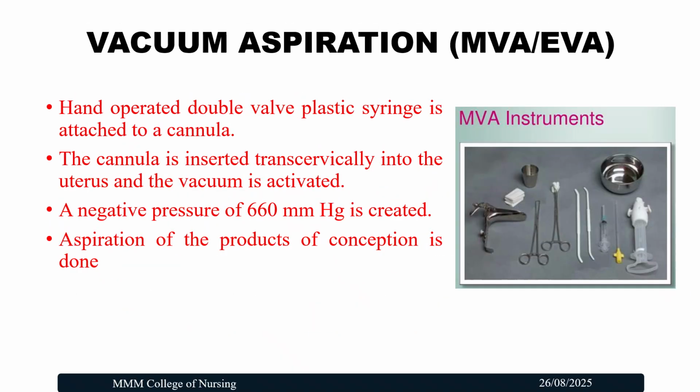Procedure: first the hand operated double wall plastic syringe is attached to the cannula. Then the cannula is inserted transcervically into the uterus and the vacuum is activated. Then a negative pressure of 66 mm Hg is generated in the cannula. Then aspiration of the products of conception is done.